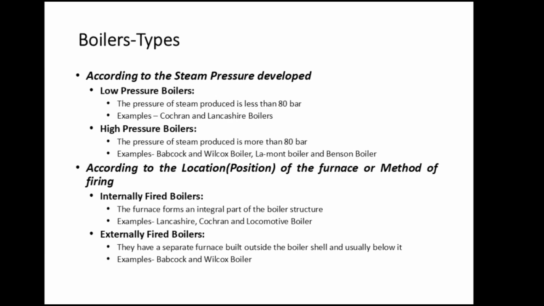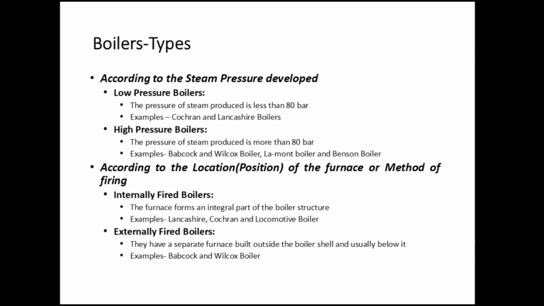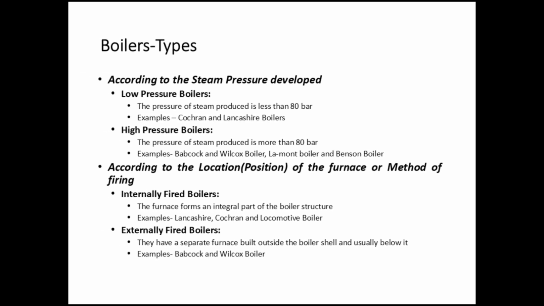Boiler types according to the steam pressure developed. Low pressure boilers: the pressure of steam produced is less than 80 bar. Examples: Cochran and Lancashire boilers. High pressure boilers: the pressure of steam produced is more than 80 bar. Examples: Babcock and Wilcox boiler, Lamont boiler, and Benson boiler.